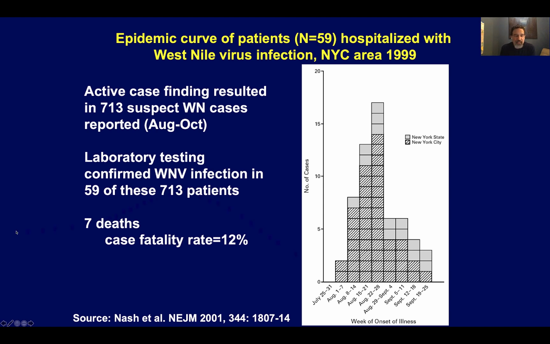Through all the case finding, we actually identified 713 cases that met one criteria or another of the case definition that I described, and through the laboratory testing we were able to confirm 59 of these as West Nile virus cases, and of those 59 there were 7 deaths for a case fatality rate of about 12%.